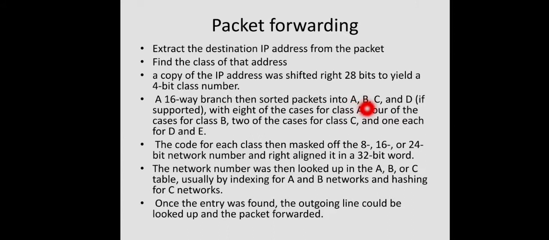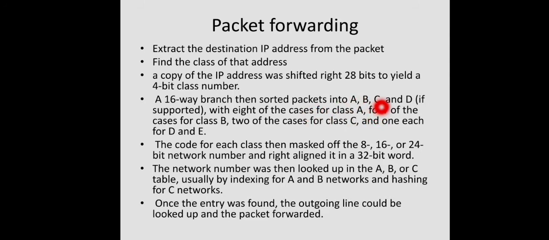And what about B? The first 2 bits will be 10, right? That is fixed. The next 2 can be anything. So 4 possible combinations are there. 2 bits are there remaining, right? So it can be either 00, 01, 10, 11. 4 combinations are there. So for B, 4 different cases are there.